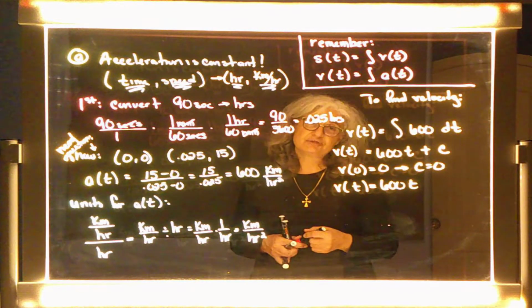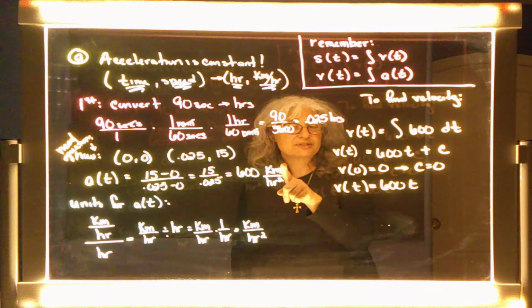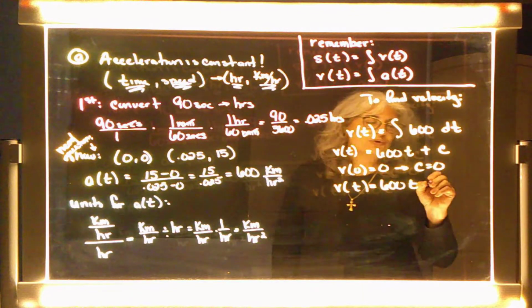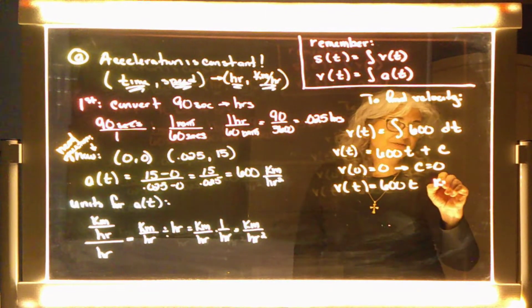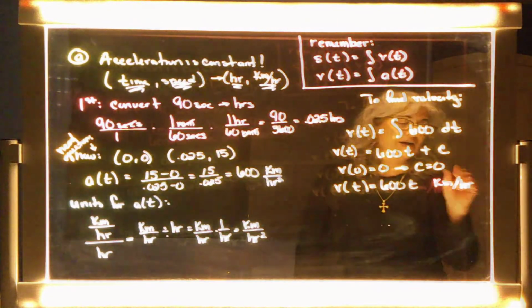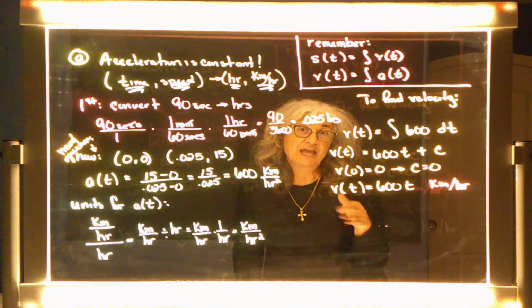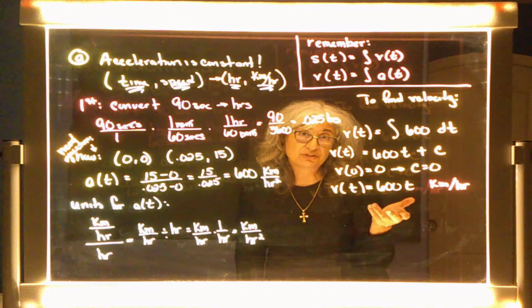Now what do you think the units is? Remember, acceleration was in kilometers per hour squared. Yeah, so the speed is going to be in kilometers per hour. So we have the velocity formula as 600t. And now we need to plug in for t, don't we?